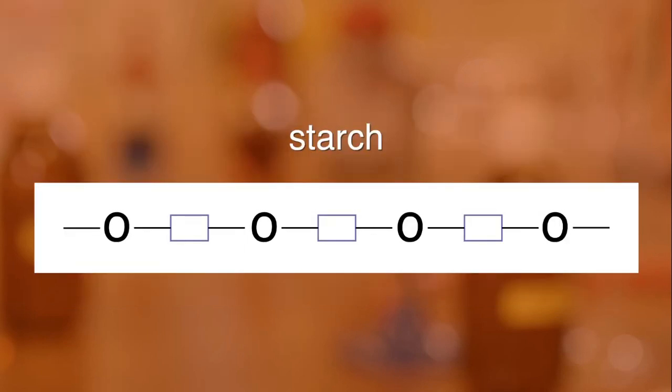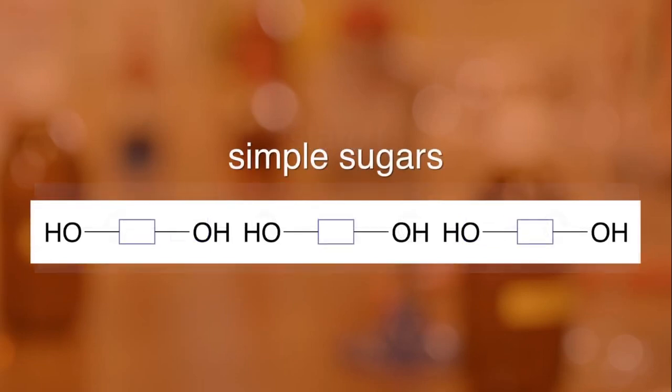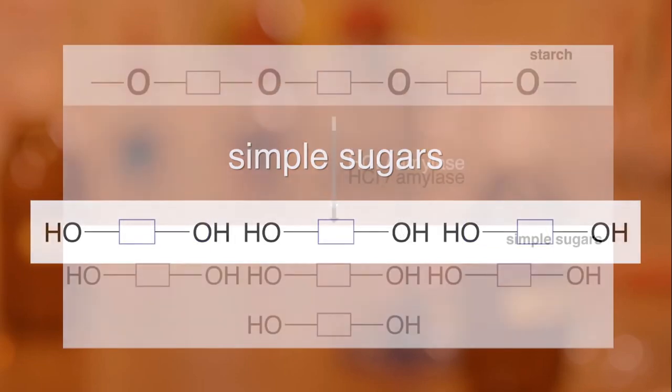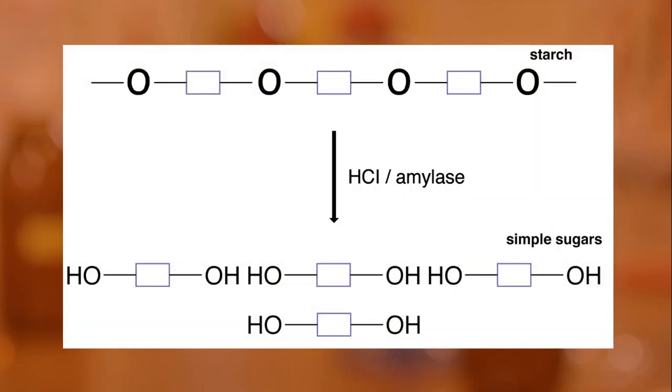Starch is a condensation polymer made up of simple sugar monomer units. Starch molecules are too large to pass into the bloodstream and are therefore hydrolysed during digestion by acid and enzyme.